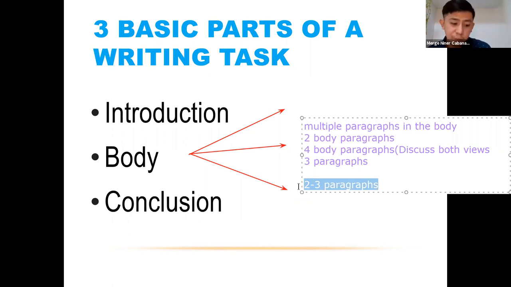So what we're going to do is we're going to compare and contrast the questions that I have for you. We will try to determine what are the reasons why I will use 2 paragraphs for the body, total of 4, and why I'll utilize 3 paragraphs in the body, total of 5. So it's either 4 paragraphs entirely or 5 paragraphs entirely, counting the paragraphs for your introduction and conclusion. So that's the basic parts of your writing task today.